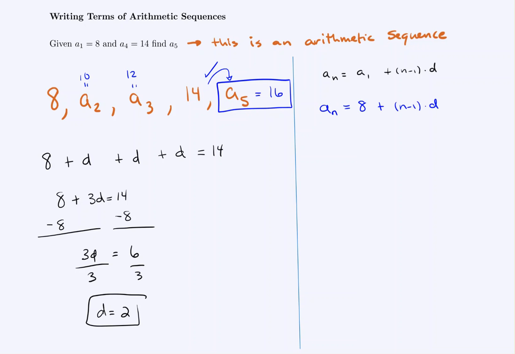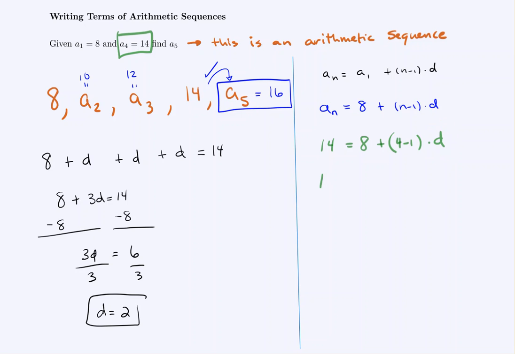And this is actually a key piece of information. When n is 4, a sub n is 14. So when n takes on the value 4, and you subtract 1, multiply that by the common difference, add 8, the resulting value is 14. And now do we see we have an equation in one variable, so I can solve for d.